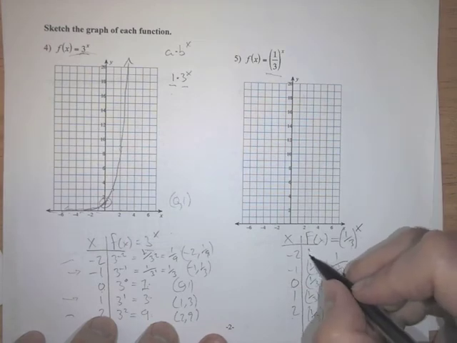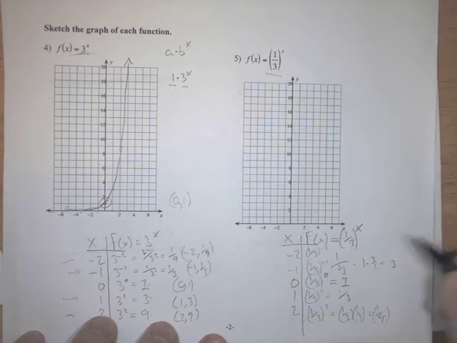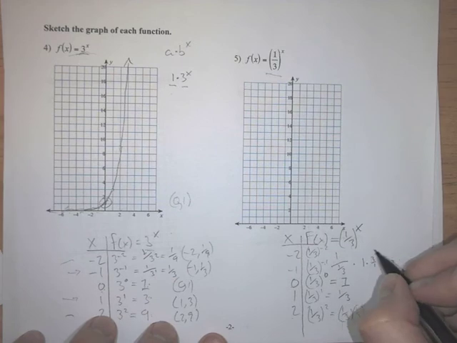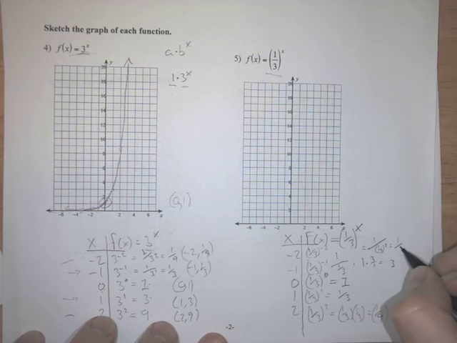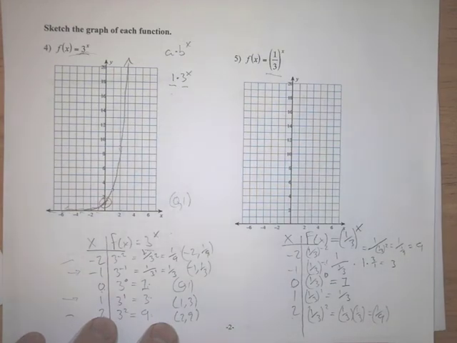Okay, next one, we have 1 over 3 to the negative 2. I'm going to go over here a little bit so we have room. So this is 1 over 1/3 squared, which is 1 over 1 over 9, which has to be 9, right? 1 divided by 1/9 is the same as 1 times 9 over 1, which is 9.